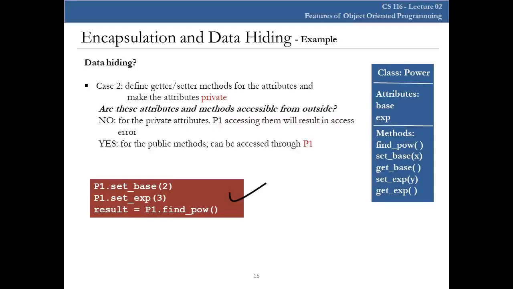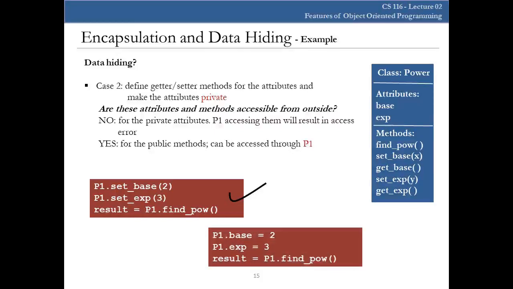But now if I write this, the first 2 statements, p1 dot base and p1 dot exp, will raise an error because these 2 attributes are private. So these 2 statements cannot be written in the main code, right? Although the last statement is absolutely fine, since that method is a public method, it can easily be accessed through this object p1. So now this is a better or a standard way of defining a class.